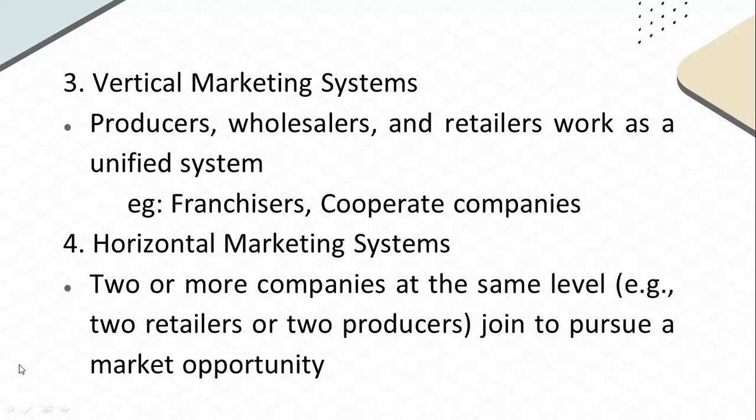So this is what we call horizontal marketing systems, right? So sometimes you may have seen there are coffee shops along with bookshops. So then there are two producers, the coffee producer and the book retailer, or the coffee retailer and the book retailer.